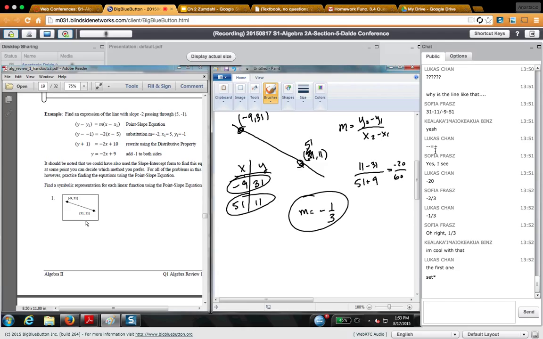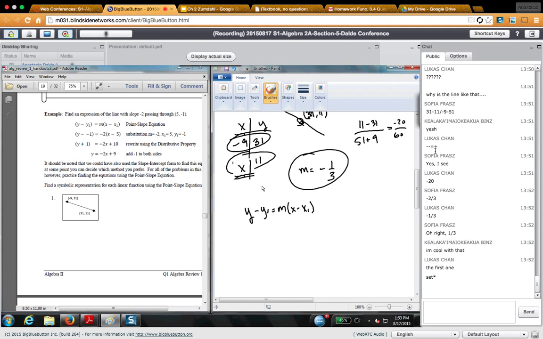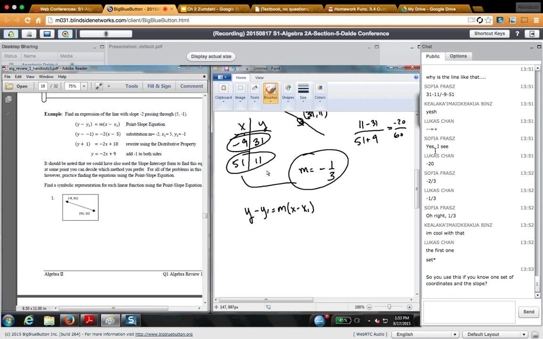Does that make sense? So to use the point-slope formula, I'll write it down. y minus y1 equals m times x minus x1. In this case, let's choose the second one, just because I'm lazy. 51 goes in there, 11 goes in there. So I have y minus 11 equals negative 1/3 times x minus 51. Let's simplify this a little bit and solve for y, get it all by itself.